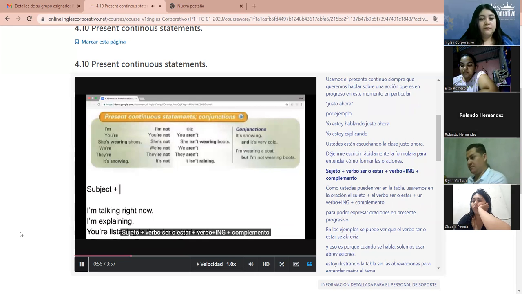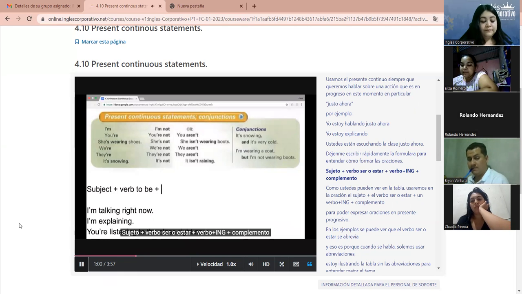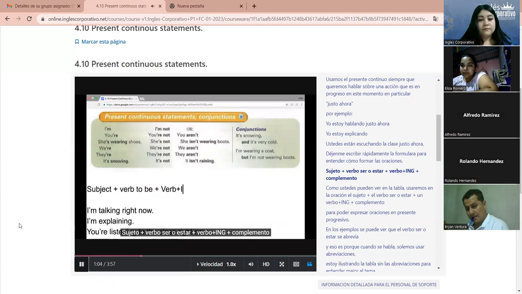You don't need to copy anything right now. No necesitan copiar nada. Más que todo, quiero que vean la pronunciation de esto. Después, yo les tengo las estructuras, ¿ok? Yo se las tengo ordenadas para que no se confundan. Subject plus verb to be plus verb, and some kind of complement.